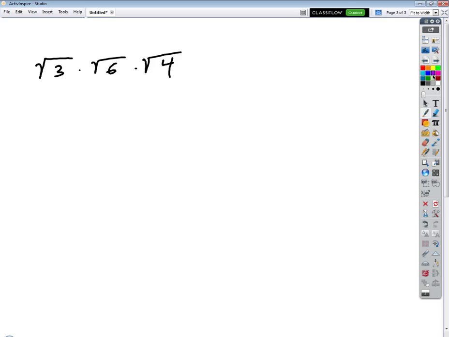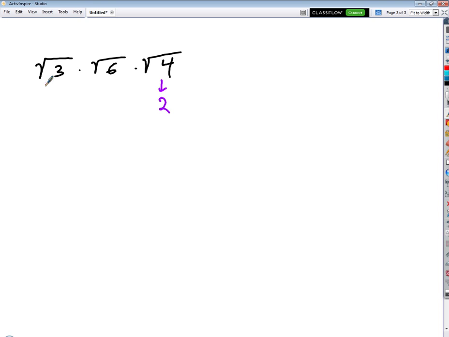Are any of those numbers perfect squares? 4. Yeah, square root of 4 is what? 2. Sure, this one just becomes a 2. This stuff, those are not perfect squares, but what big square root do I get if I multiply them? Square root of 18 times 2. Now we want to flip that around. We want to put the 2 out front. But that's much easier. We've got the 2 taken care of.